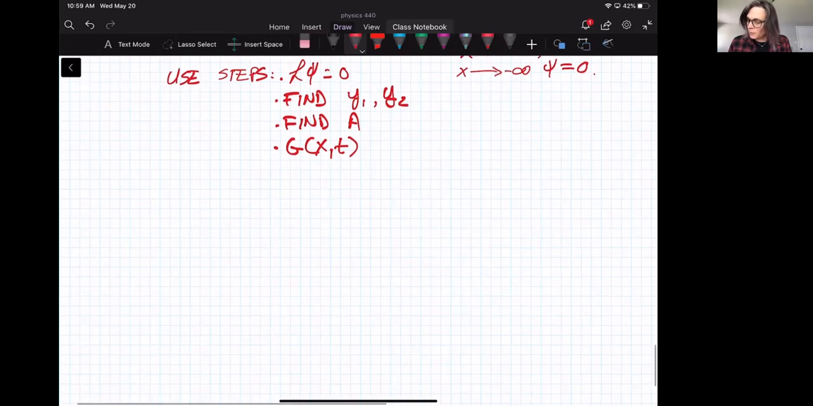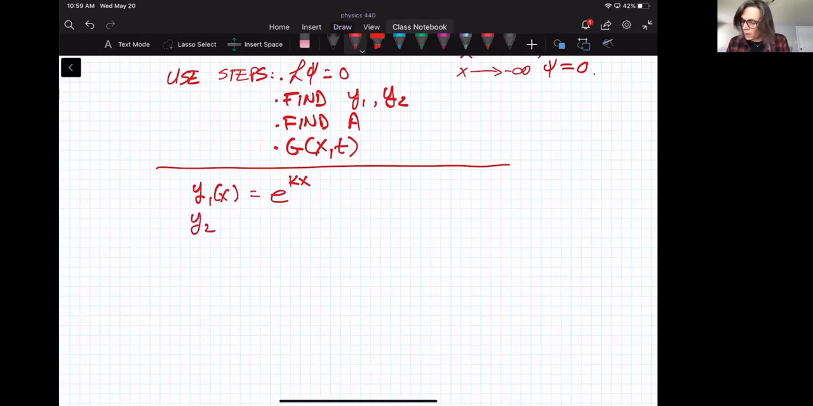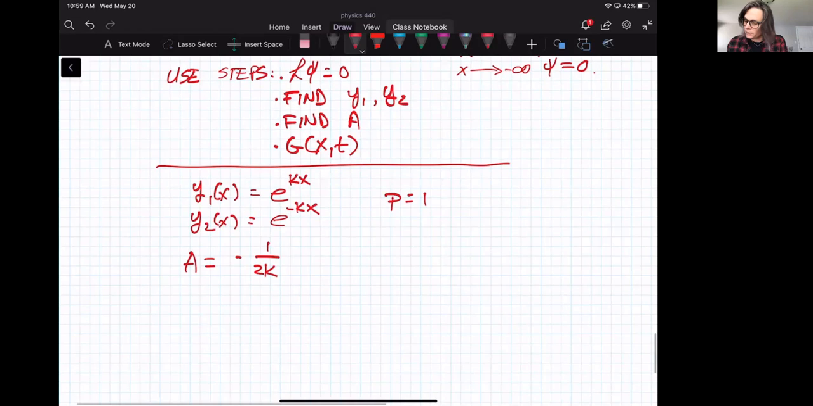Okay, so hopefully what you found, it sounds like at least a couple of groups saw this, is that for the given conditions, your y1 of x would be equal to e to the kx. That solves the negative infinity boundary condition. Y2 of x would be equal to e to the minus kx. And we know that p is equal to 1. So solving for a, you should have gotten 1 over minus 2k. That just comes from the derivatives of these two functions.